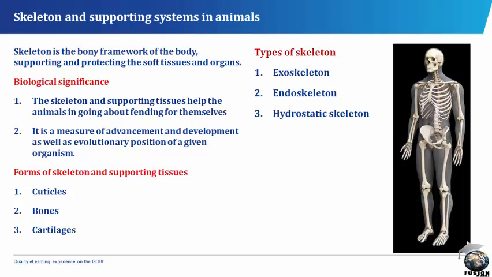3. Hydrostatic skeleton. This is a type of skeleton possessed by soft-bodied organisms. Example: earthworm. It is made up of fluid that keeps the body turgid and maintains the characteristic shape of that animal.